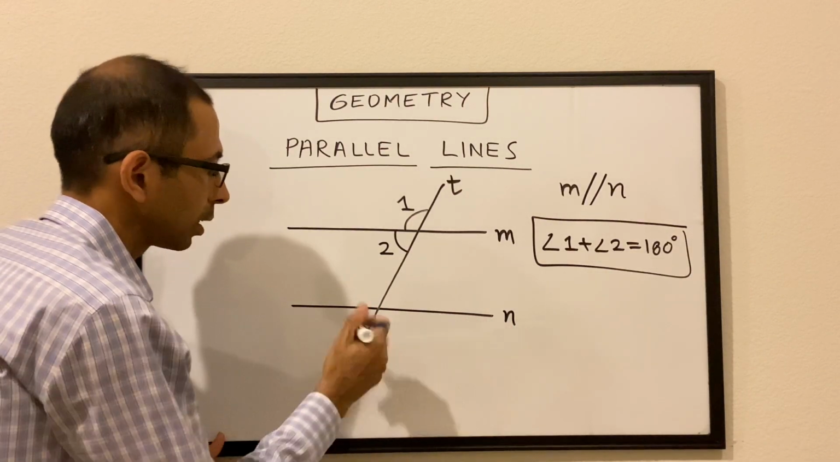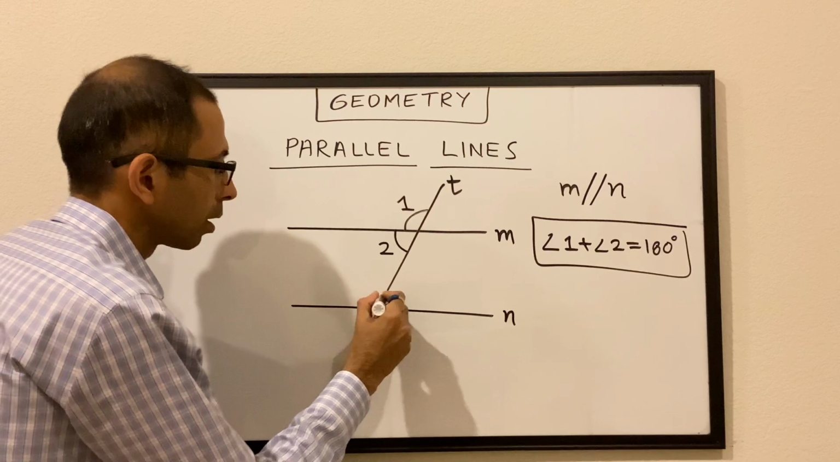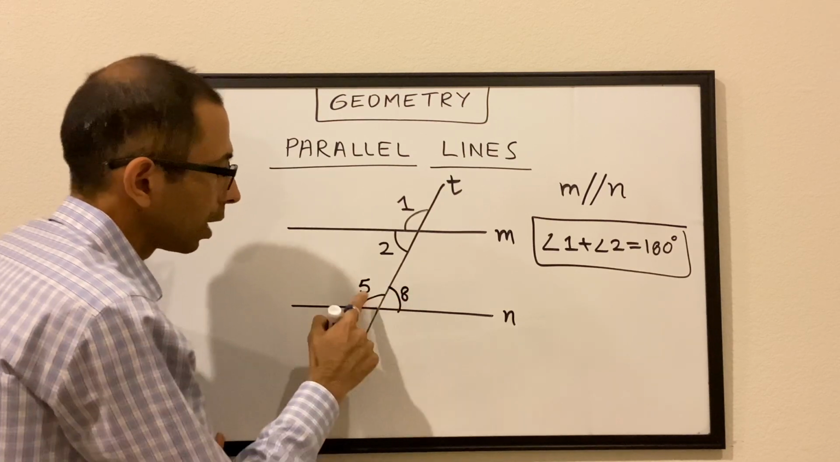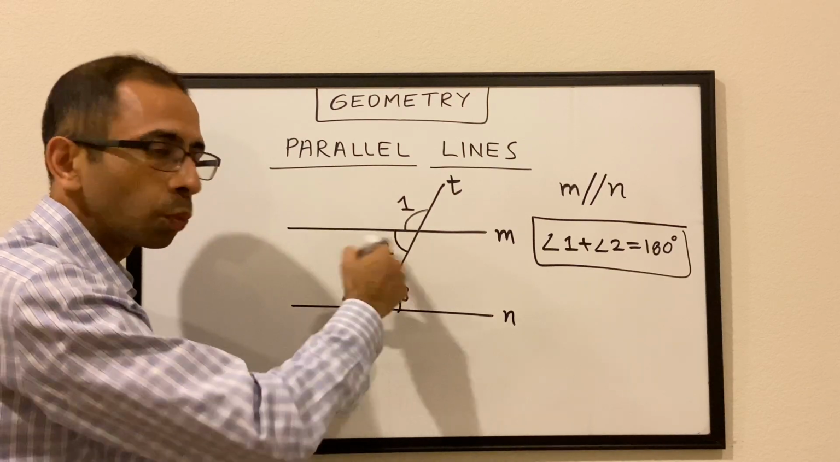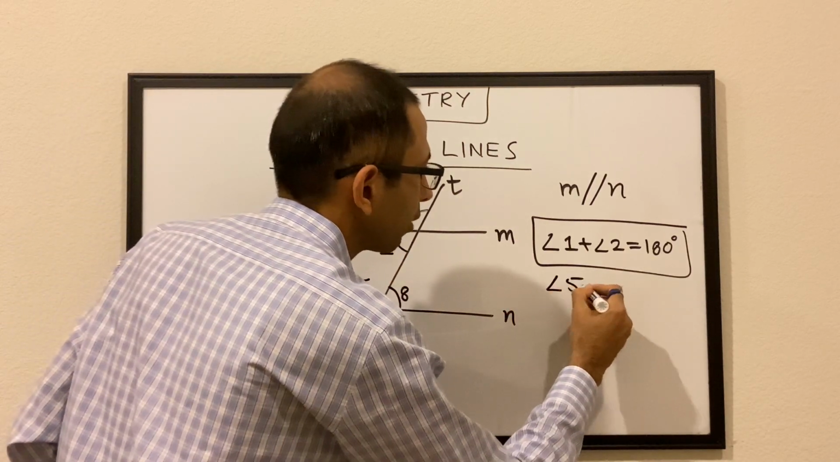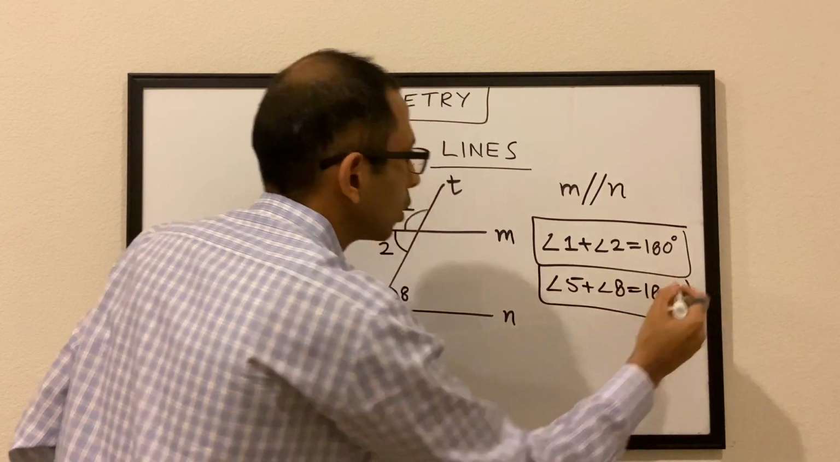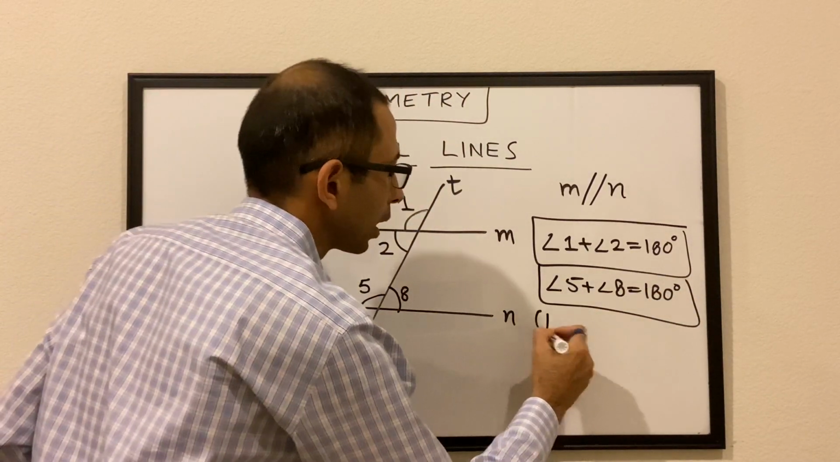Similarly, in this line, let's say this is angle 5, this is angle 8. Angle 5 plus angle 8 is equal to 180 degrees, and so on and so forth, right? So the first thing is the straight angles.